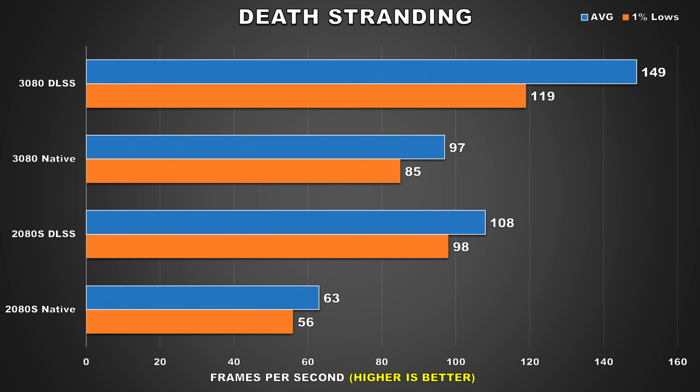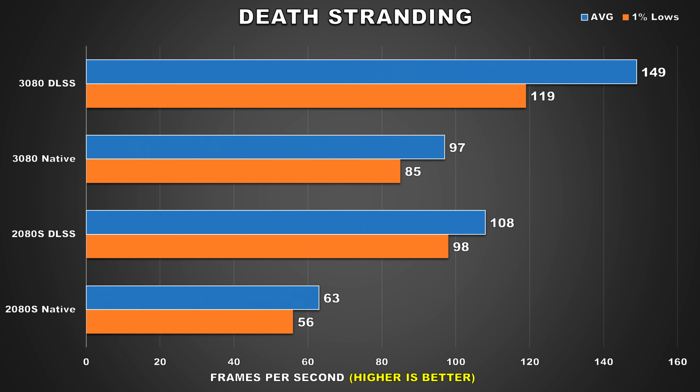At 4K, the 3080 with native settings is already performing pretty well at 97 FPS average and 85 for the 1% lows. With DLSS, we're now at 149 FPS average and 119 for the 1% lows, so that is a whopping 54% increase for the average frame rate, a boost that would most definitely be noticeable, and that really is excellent as you're getting the benefits of better visual quality while being able to enjoy it with much higher performance.